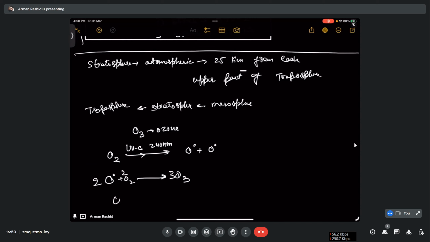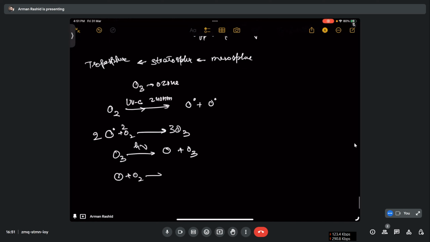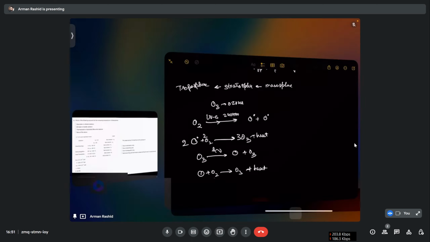Now ozone undergoes photolysis again to produce O plus O2. This O combines with O2 to form O3, releasing heat. This heat is released because of the combination of O plus O2. This process happens in the stratosphere. Because of the repeated process, we see a very high temperature in the stratosphere. This occurs because of absorption of UV radiation by ozone or oxygen, through repeated formation and breaking of ozone.